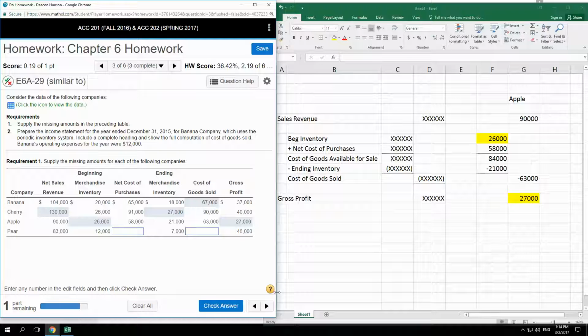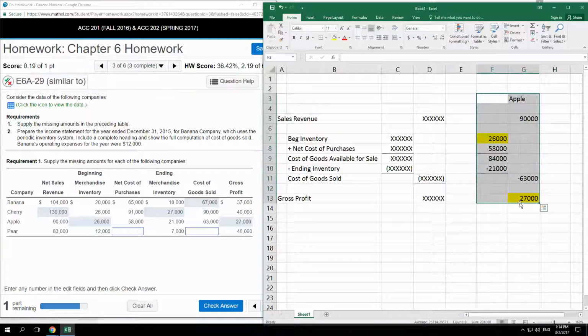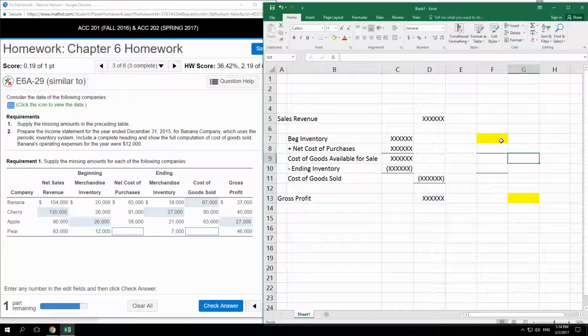So this is a practice, so you get really familiar with this, because this never really goes away. This cost of goods sold methodology is always there throughout your accounting career. So you really want to get a good strong handle on how that works.